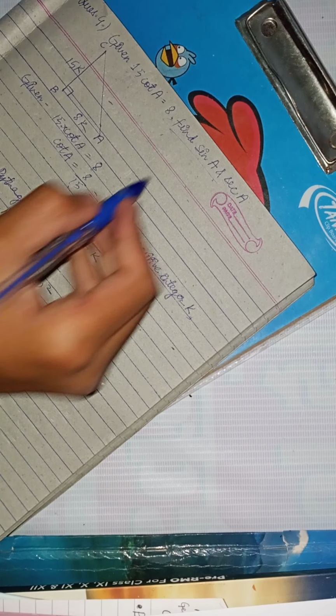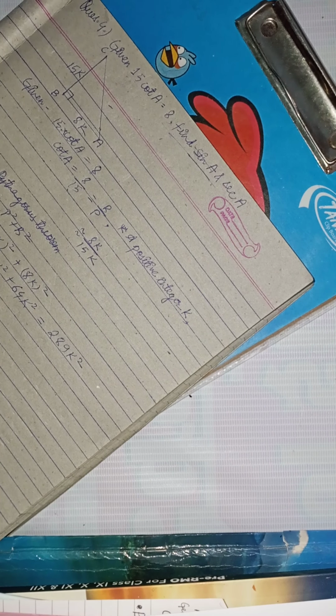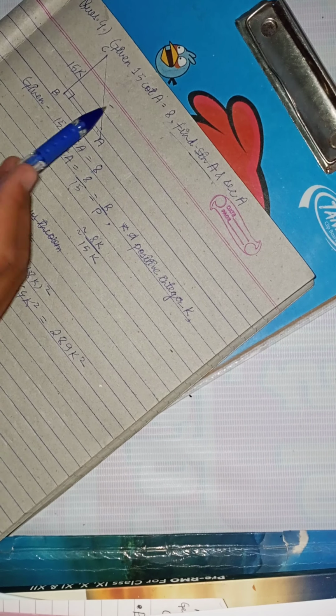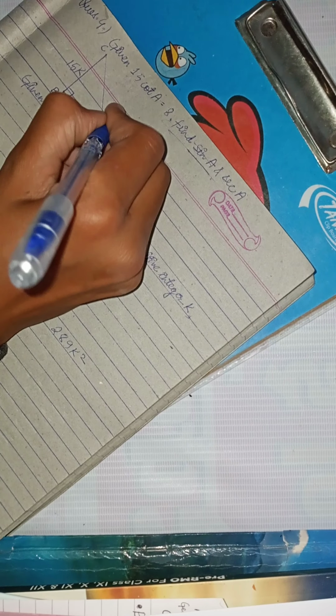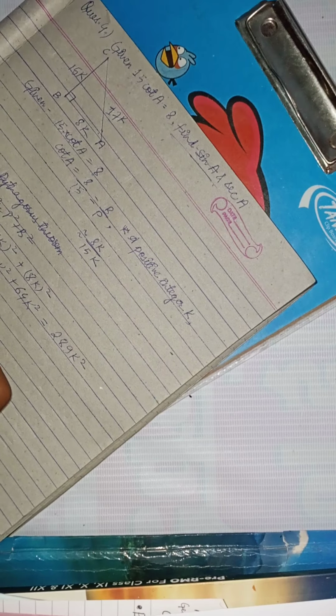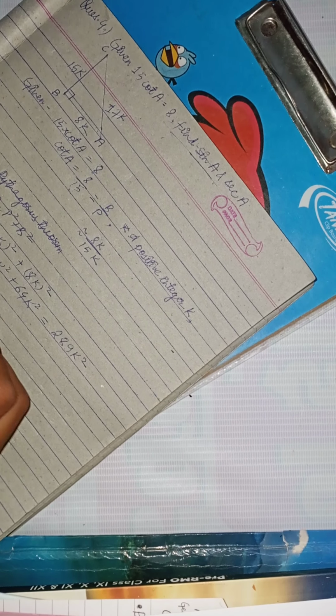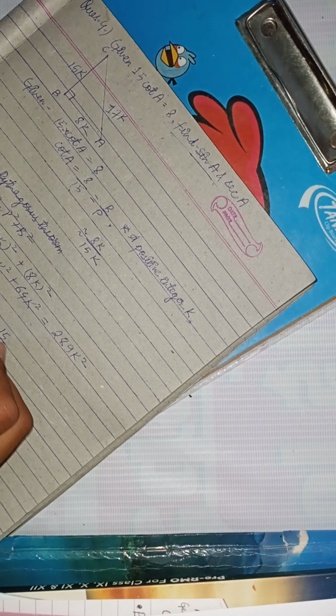So what we have to find is sin A. So sin A is equal to perpendicular by hypotenuse. So according to A, this is perpendicular and this is hypotenuse. Let us mark it, 17k. So 15k by 17k. So that will be equivalent to 15 by 17.